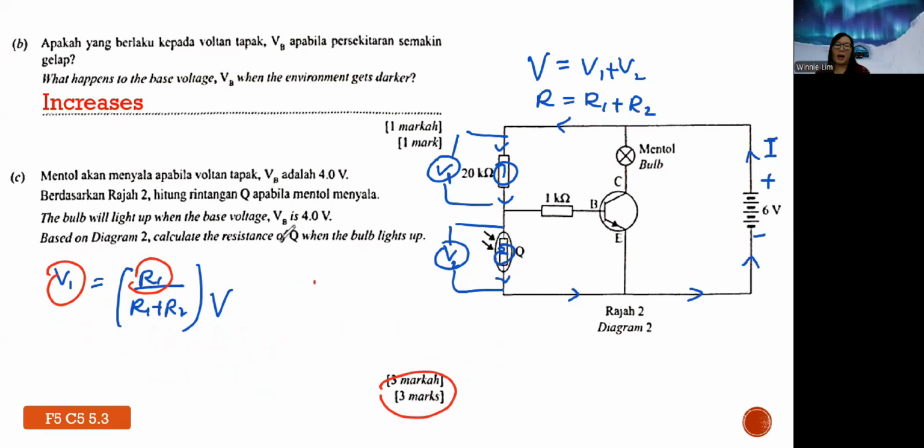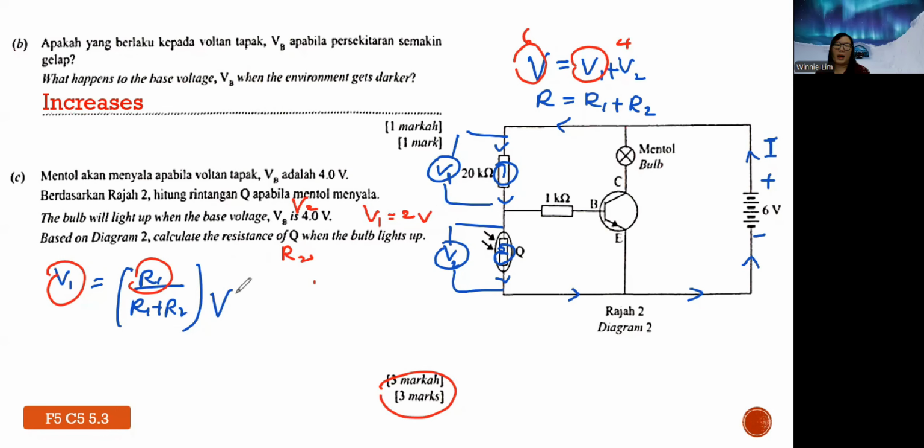RQ. RQ actually refers to R2. And then they give you V2, your V2 is 4. If V2 is 4, what is your V1? Your total is 6. That means your V1 is basically 2. So far so good.